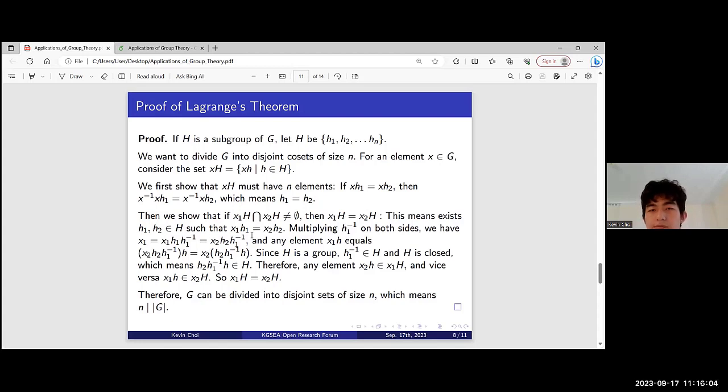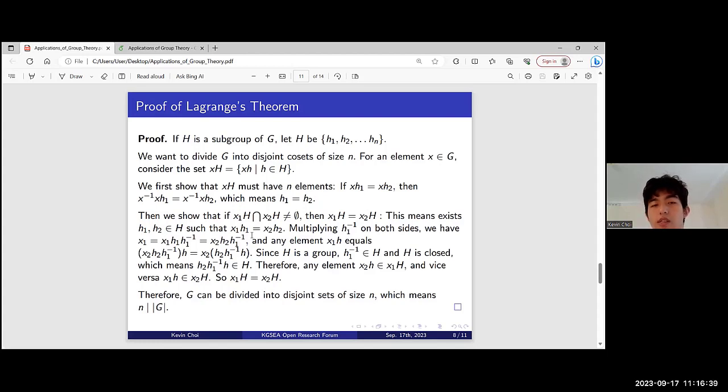That means that if H has elements h1 all the way to hn, and we pick two elements, xh1 and xh2, then in group theory we can't just divide them. So what we instead do is use one of the axioms, the inverse axiom, right? We multiply by the inverse of x on both sides, which makes h1 equal to h2.